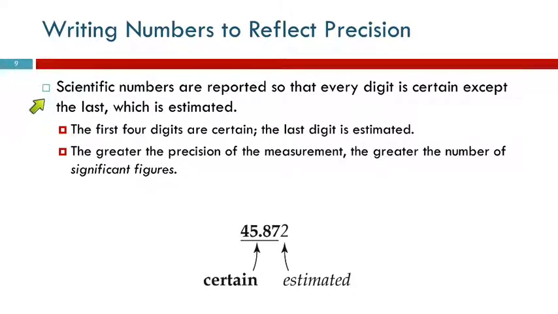So for scientific numbers, we report them assuming that every digit is certain except for the last. The last digit in any scientific number is going to be an estimated digit. So the first 4 digits in this number are certain, the last one is an estimate. So 45.872, if this was a measured quantity, we're certain that it's 45.87. This 2 at the end is an estimation. Might be a little higher, a little lower. It's close, but we're not positive about that. So the greater the precision of the measurement, the greater number of significant figures. So these are considered significant figures: all the certain digits and the first uncertain one.